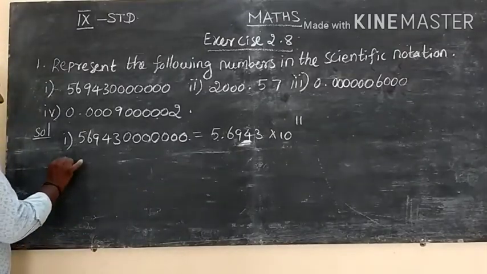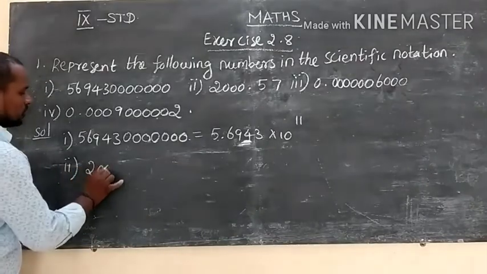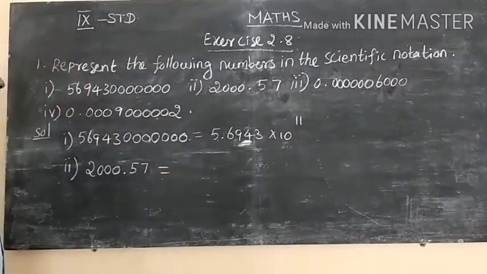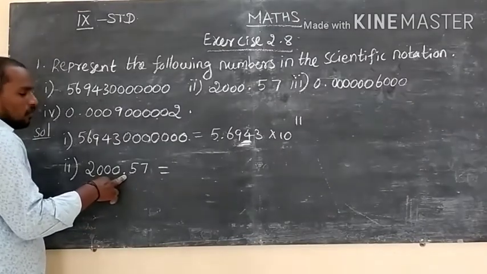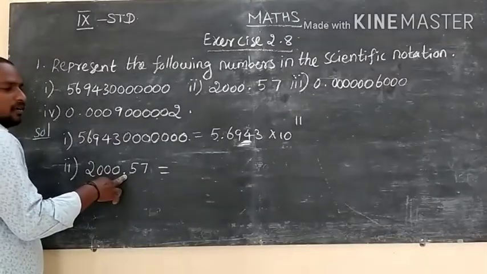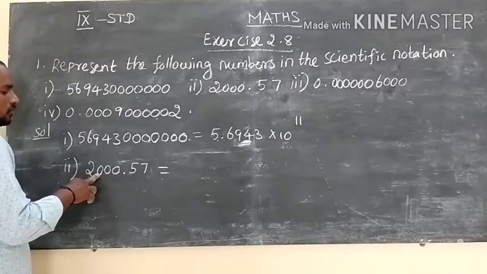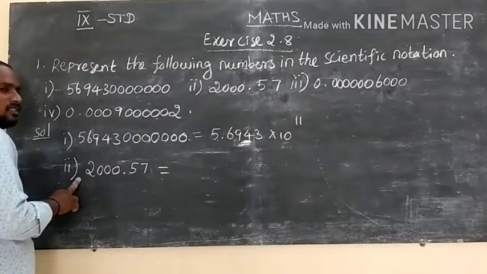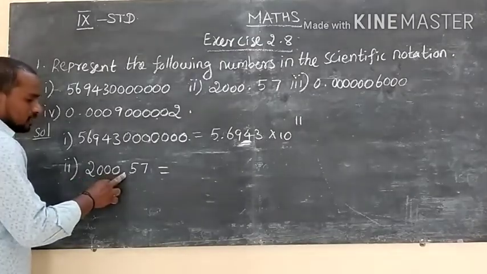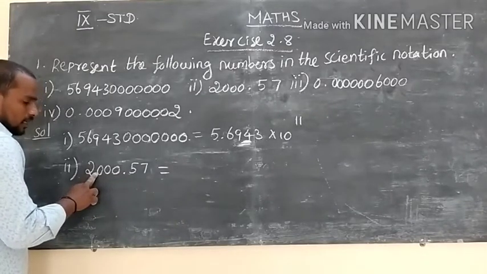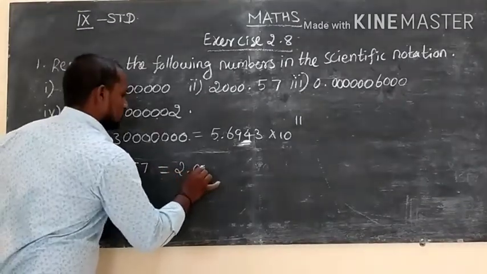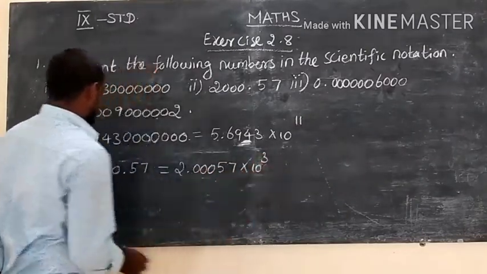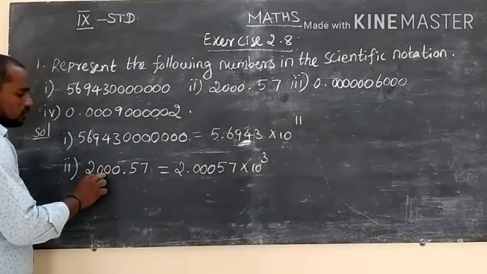Then the second question: 2000.57, in the same manner. Here you have the decimal point; on the left side we must have only one non-zero number, but here 4 digits exist. So shifting right to left again gives a positive exponent. Making the shift 1, 2, 3, we get 2.30057 into 10 power plus 3.